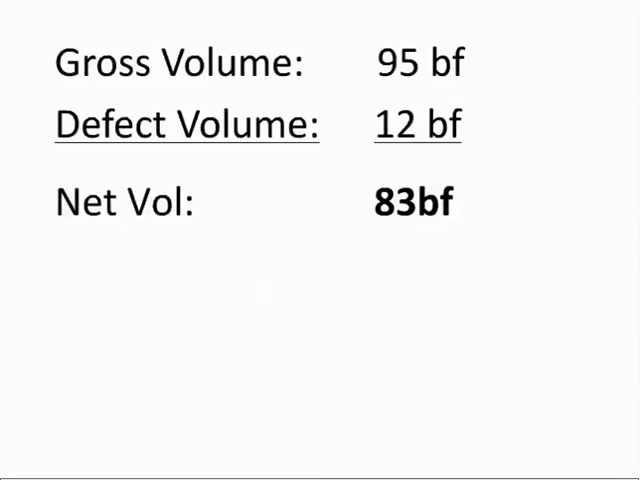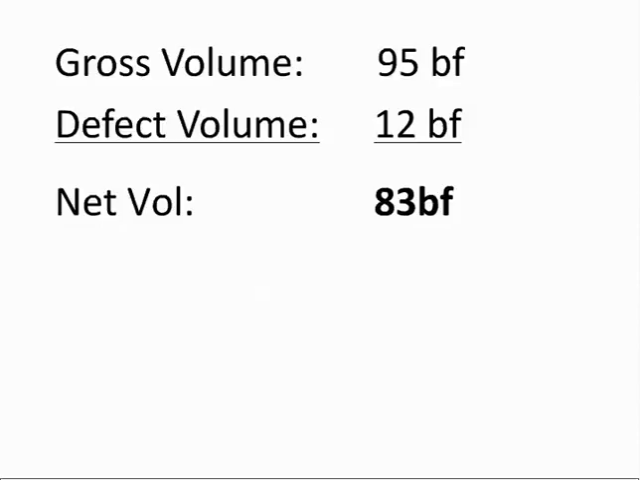So gross minus defect leaves me with 83 board feet net volume. Okay. And with the board feet, it's okay to round to the nearest, but when it's a defect, I usually round up. If it would have been 11.3 or 4, I probably still would have gone to 12. Okay, so 83 board feet.